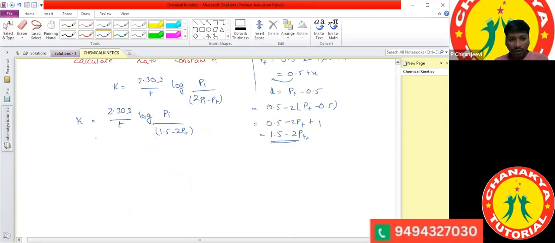Now we can take it out here. So 2.303 divided by the t value. How much t value did they give? 100. Okay, log of initial value 0.5 divided by 1.5 minus 2 into 0.051. Okay, 2 into 0.051. Now if we simplify, you will get the answer. Can all of you simplify this and tell me the answer?